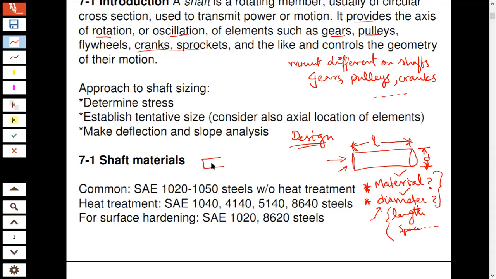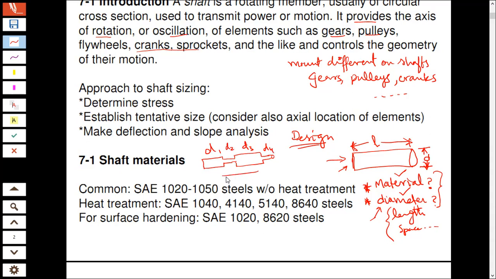When you put them in actual application, this is what they will look like: they will not have a uniform cross section. The cross section might change. So we might have a shaft like this, and then you will want to find out the diameters of this shaft, d1, d2, d3, d4, and so on.